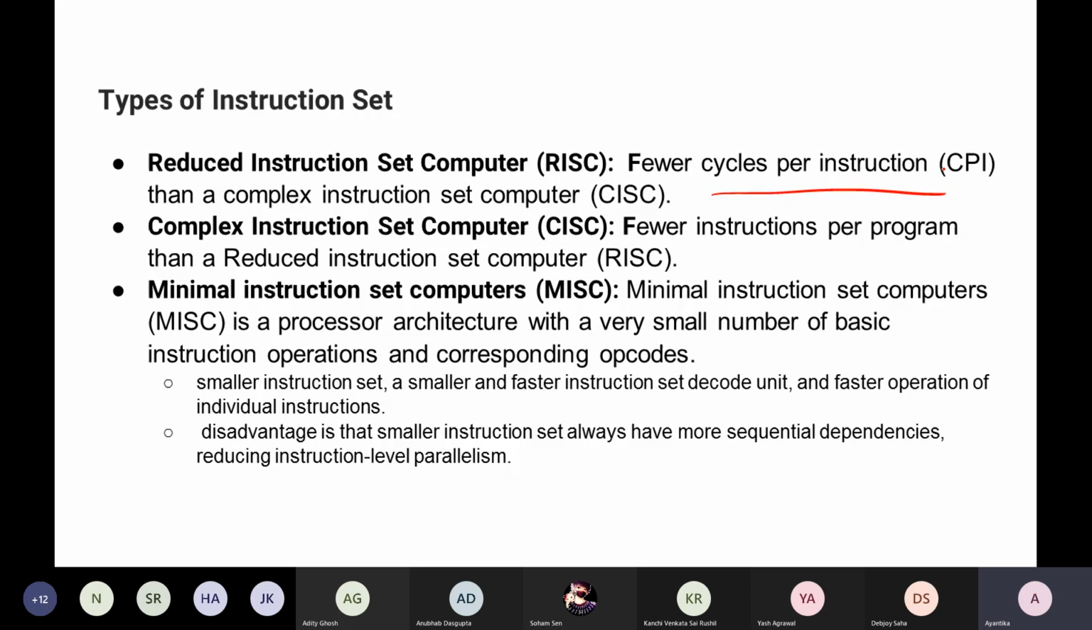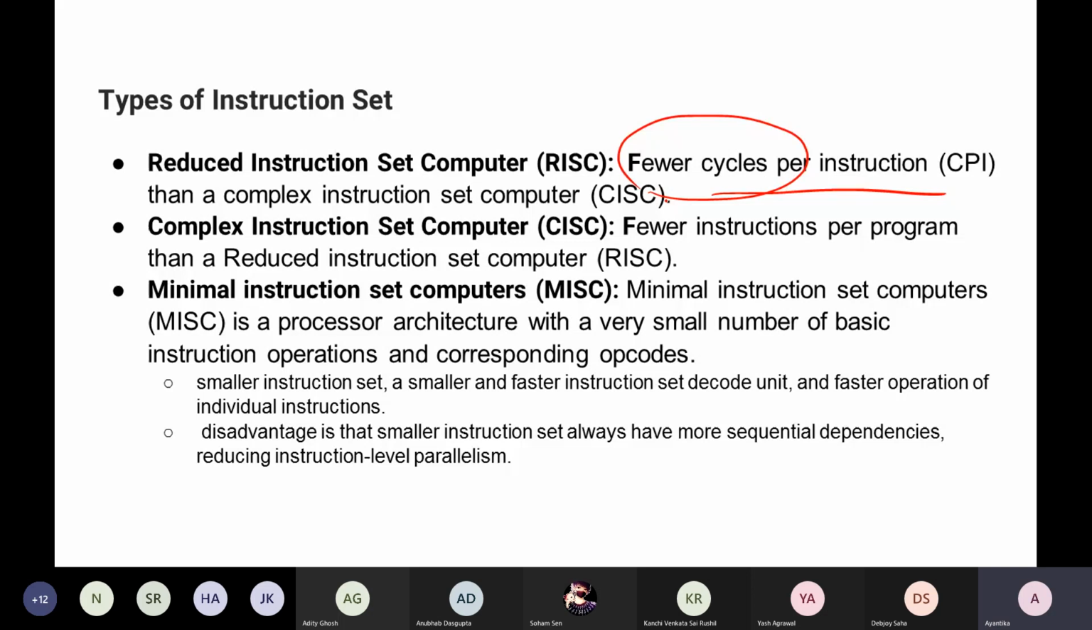Whereas, let's say you are trying to write multiply, and your hardware is implementing this multiplication with repeated additions. That means whenever you are writing multiplication, you are in turn calling these smaller instructions repeatedly. That means that is not so few cycles. So the number of cycles required per instruction will be more. Okay, so this is the basic difference between reduced and complex instruction set computer.